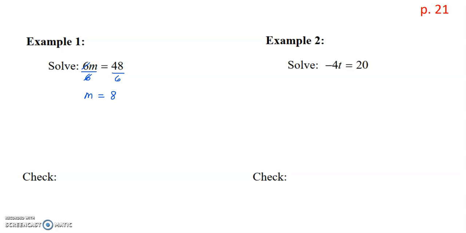If we want to do a check, we're going to substitute 8 for m in the original equation. So we're going to take 6 times m, which is 6 times 8, is equal to 48. And indeed, we see that we have a balanced equation. The check works out, so we know that 8 is the correct solution for m.